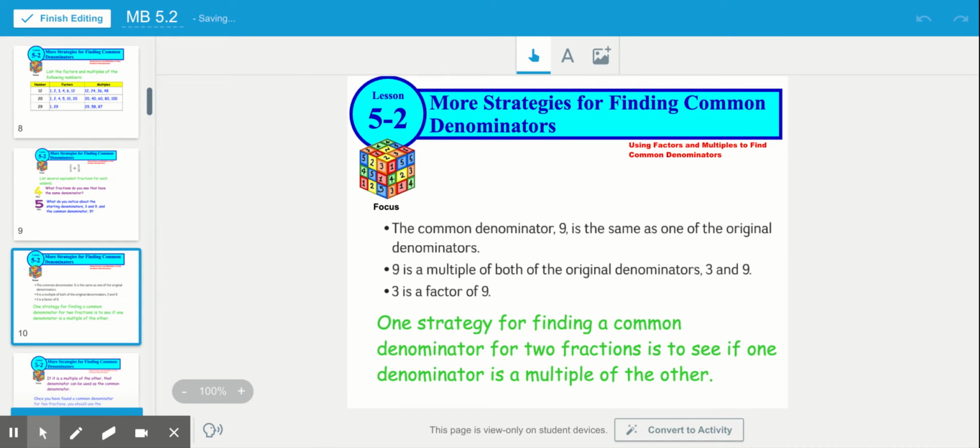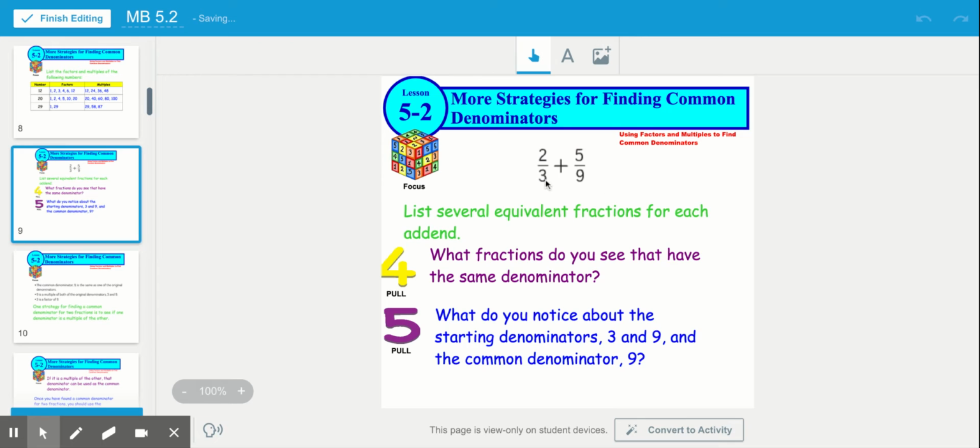The common denominator 9 is the same as one of the original denominators. 9 is a multiple of both of the original denominators, 3 and 9. 3 is a factor of 9. So one strategy for finding a common denominator of 2 fractions is to see if one denominator is a multiple of the other. We can go back to this and take a look. You can see that 3 can become 9.